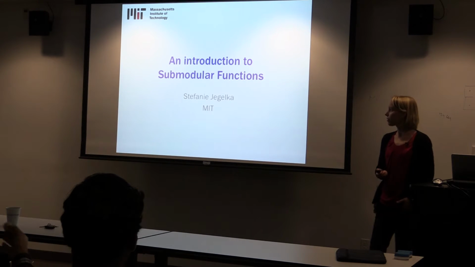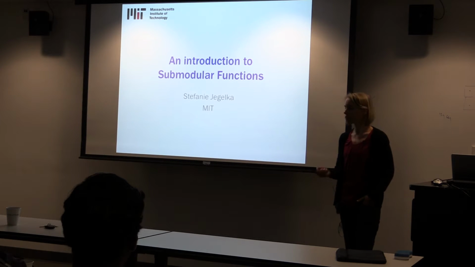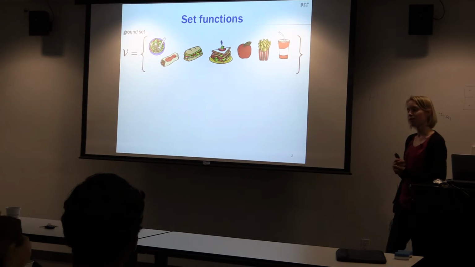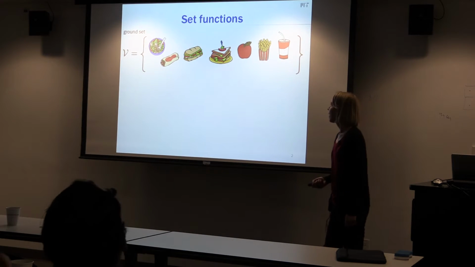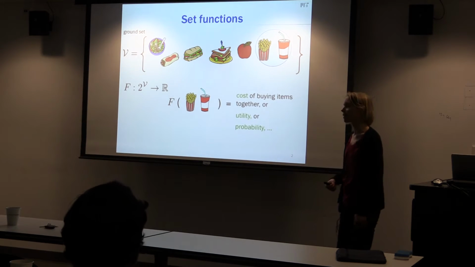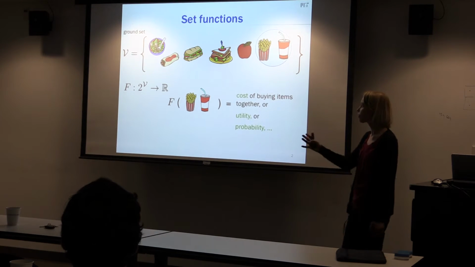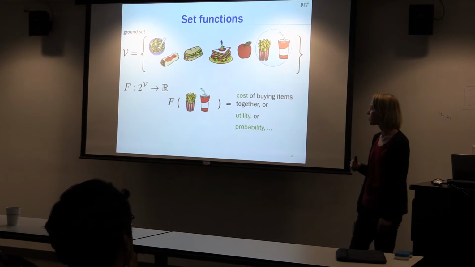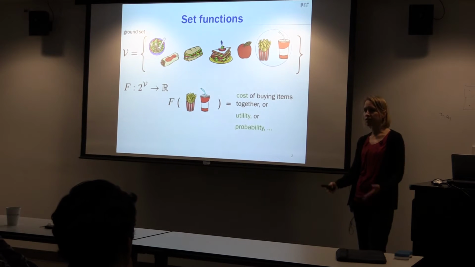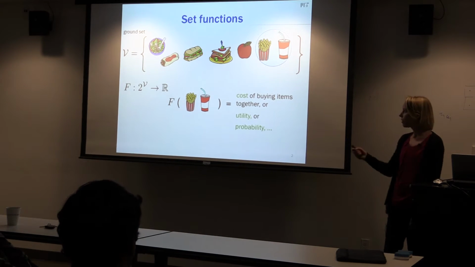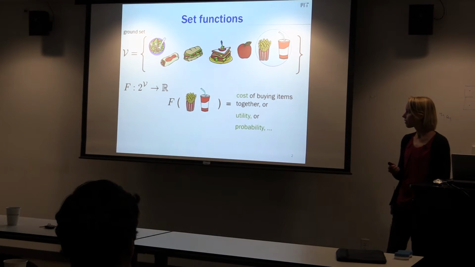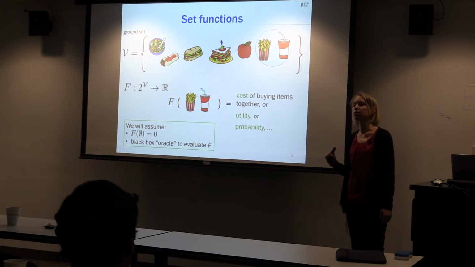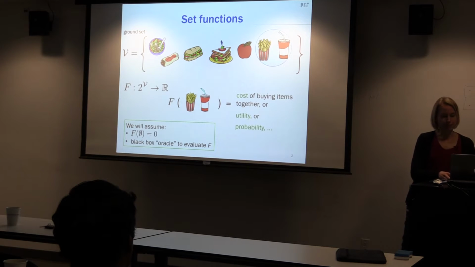So let's start. I'll talk about set functions. For the rest of my talk, what will be important is that we'll have a ground set of items in all of those cases, and we'll be picking subsets of items, and then we'll have a function that scores these items. This function is called a set function, and it could be, for example, the cost of buying these items together. It could be the utility of these items, the probability that these occur together, and so forth. We'll make the small assumption that this function evaluates to 0 at the empty set, and that we have some way of computing this function. Okay, just for complexity issues.